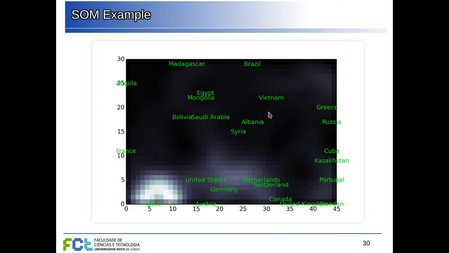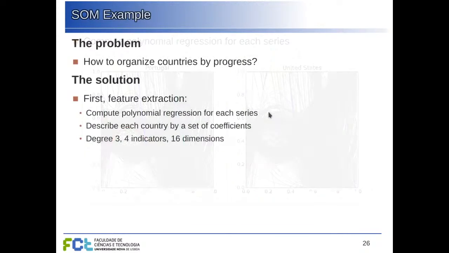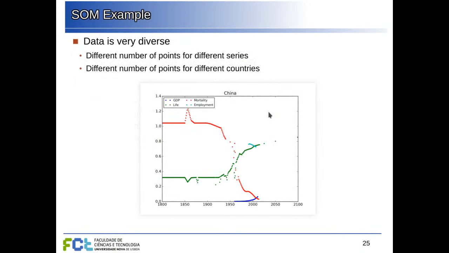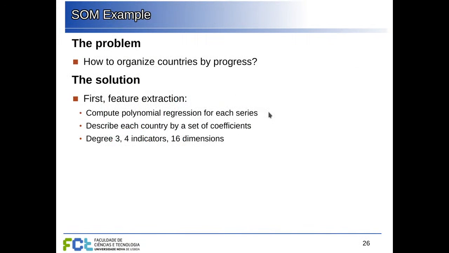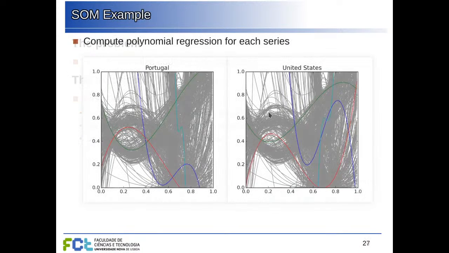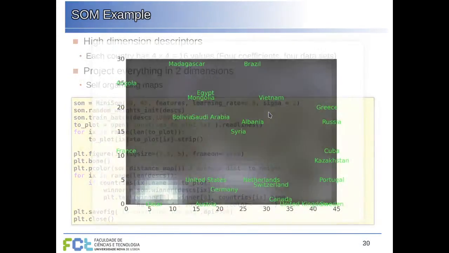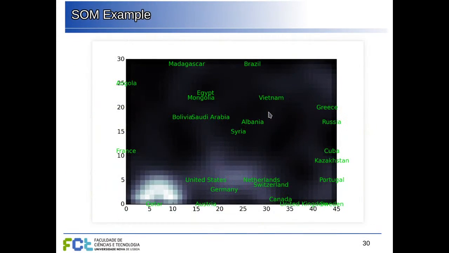So this is an example of how we went from data that is not very well structured, because we have different numbers of points in different examples and in different features and so on. We extracted a more organized set of features, 16 features for each country, and then we used the self-organizing map to reduce everything to just this two-dimensional representation.